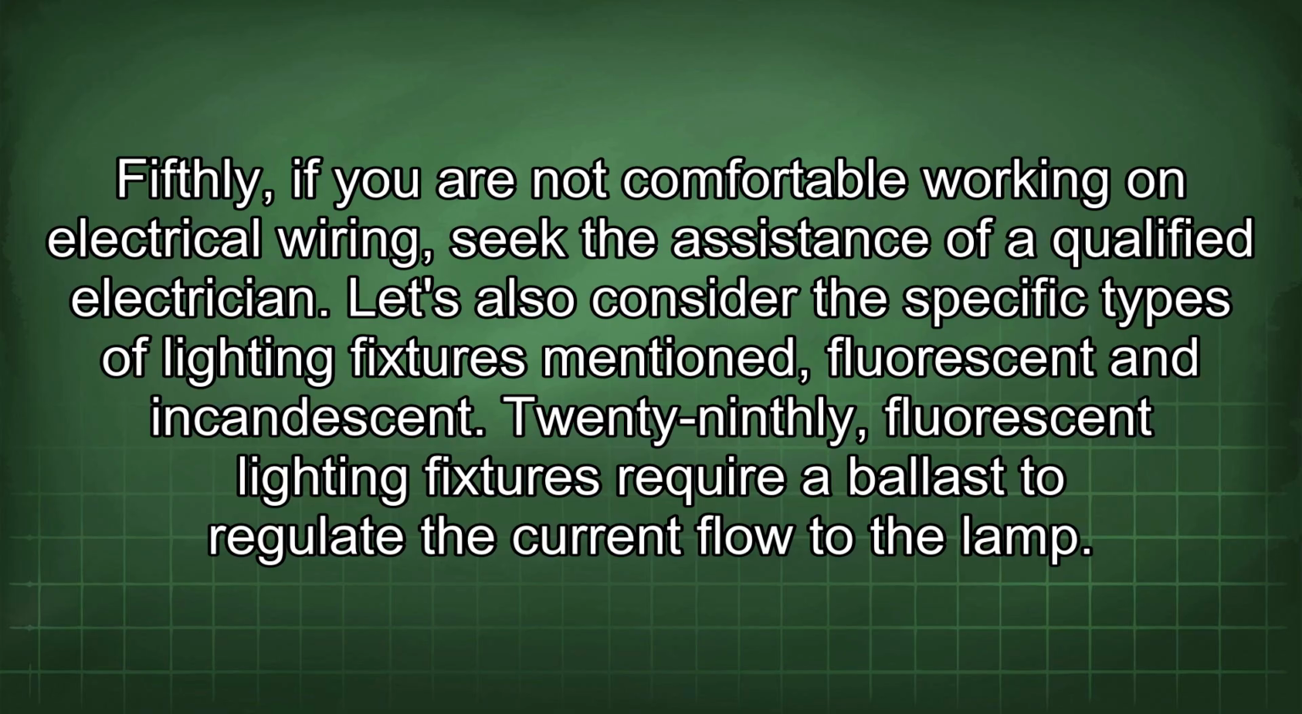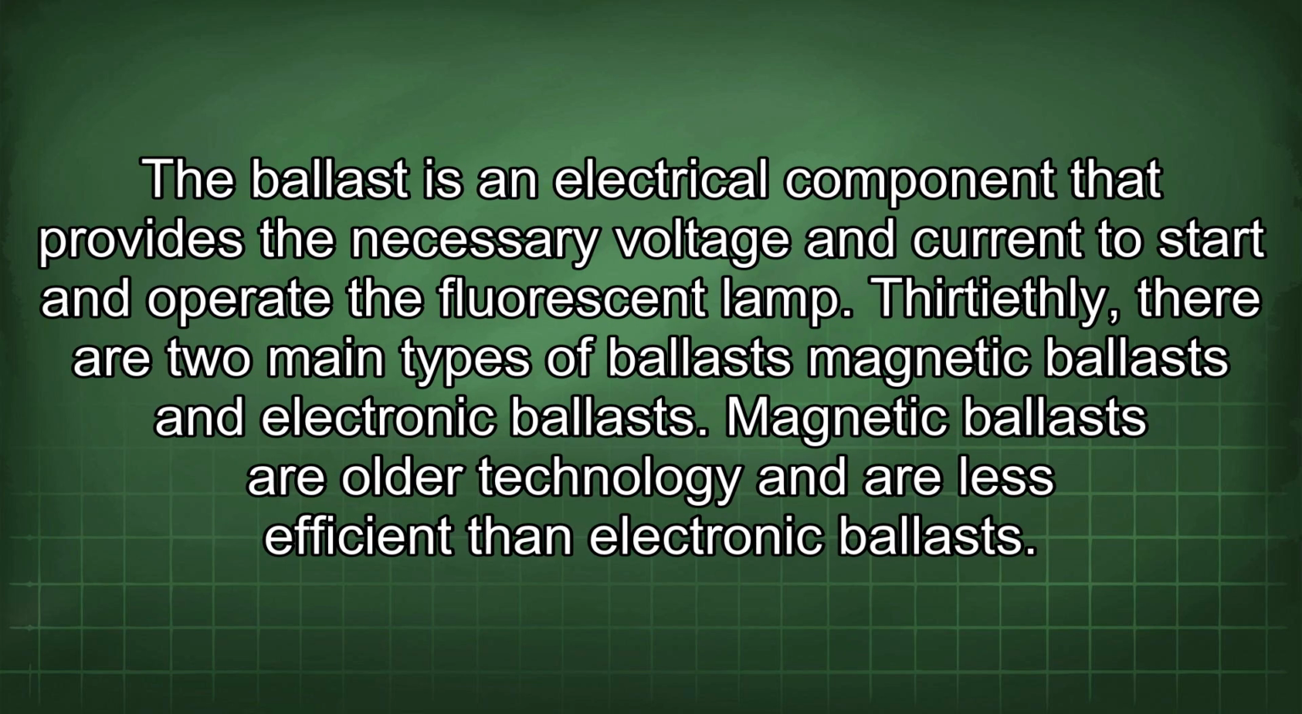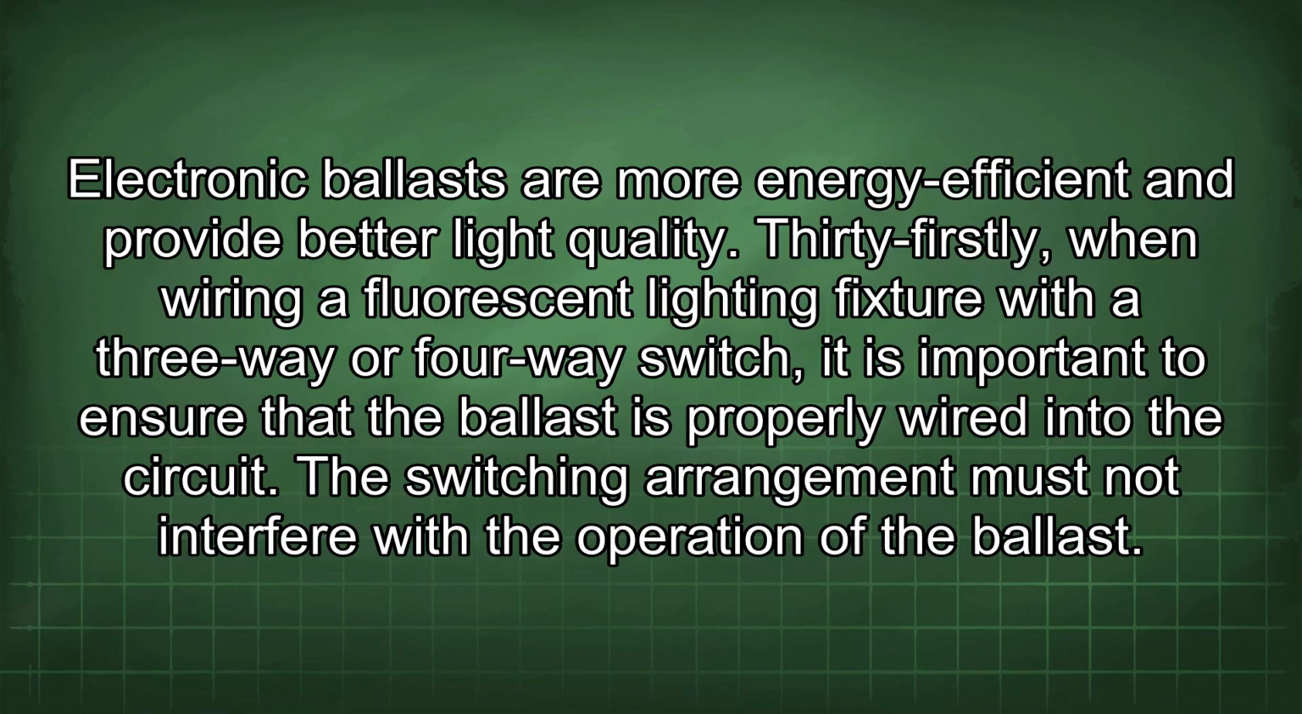Let's also consider the specific types of lighting fixtures mentioned, fluorescent and incandescent. 29thly, fluorescent lighting fixtures require a ballast to regulate the current flow to the lamp. The ballast is an electrical component that provides the necessary voltage and current to start and operate the fluorescent lamp. 30thly, there are two main types of ballasts: magnetic ballasts and electronic ballasts. Magnetic ballasts are older technology and are less efficient than electronic ballasts. Electronic ballasts are more energy efficient and provide better light quality.